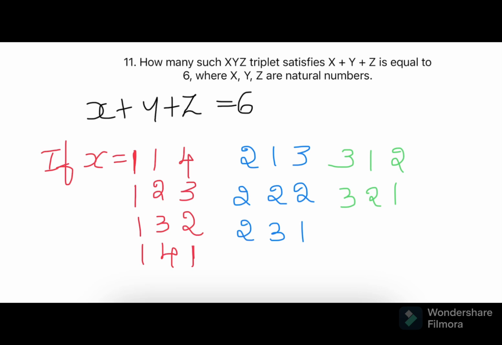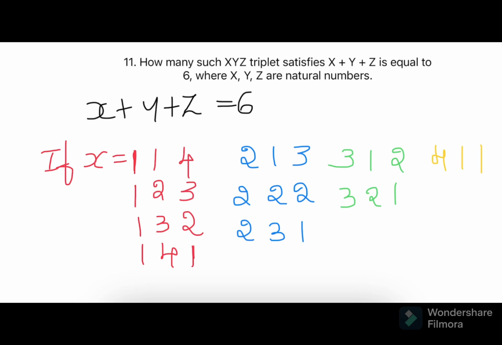If x is equal to 4, in that case it is 4, 1, 1. So this is not a repeated 1, it is a different number. To get the number 6, it can be just 4, 1, 1. There is no other possibility. So these are the possible numbers.